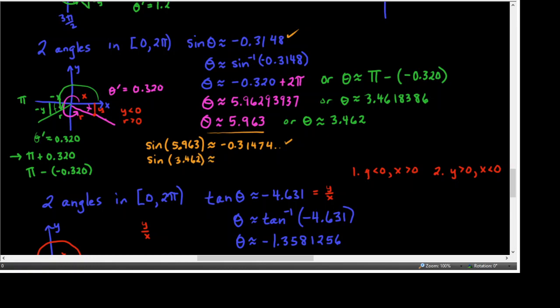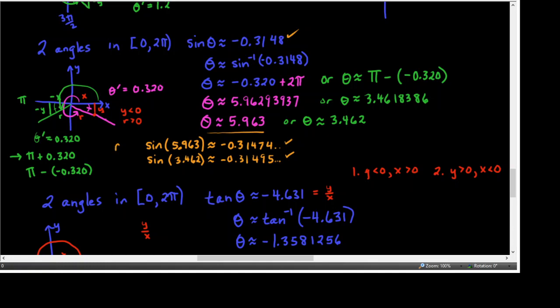So let me type that one in as well. Sine of 3.462, and that's negative 0.31495 stuff. Is that close enough for you to think that it's a good answer? Yes, it is close enough for me to be convinced that that checks out.